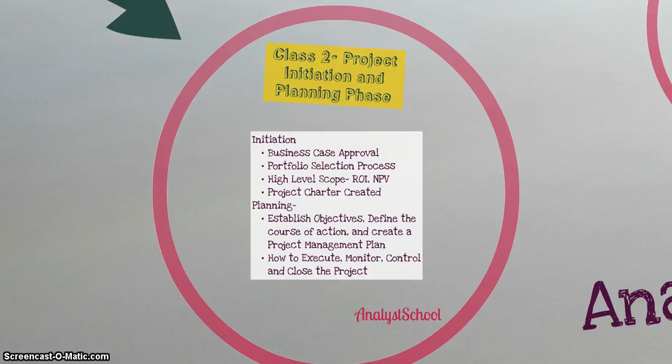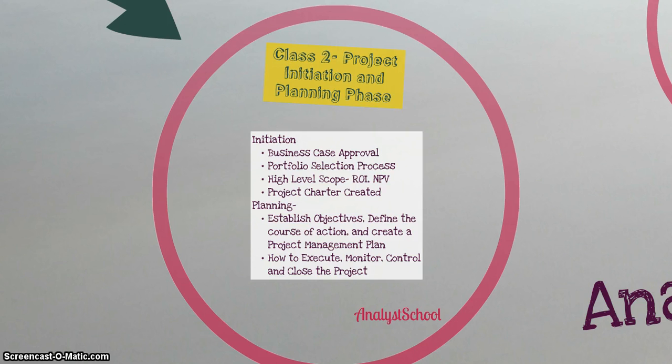We will also talk about some of the high level scoping that needs to be done once a business case is approved and a project manager is assigned. The project manager has to establish the budget of the project, so he has to establish the return on investment and the net present value. He also has to create a project charter. So what exactly is a project charter? What are the components of the project charter? What goes in it? What kind of information is the right information that should reside in a project charter?